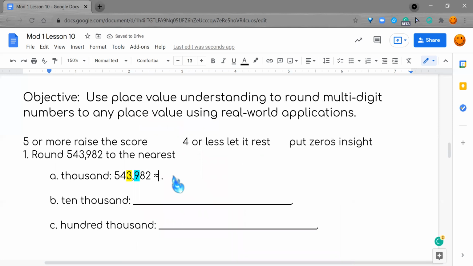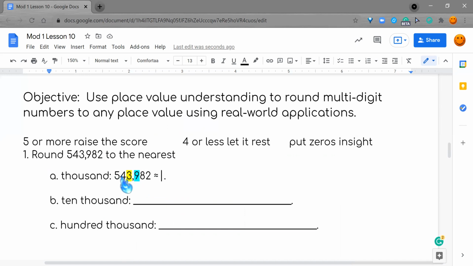There we go. So now that I've got that, I know I need to look at this 9, and what does the 9 tell us? What's the 9 telling the 3 to do? Is it telling us to raise the score? Is it telling it to go up? Or is it saying rest? Yes, you guys, good job. It is telling it to raise the score.